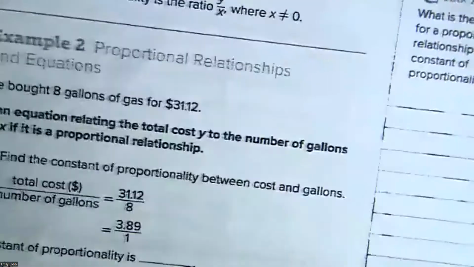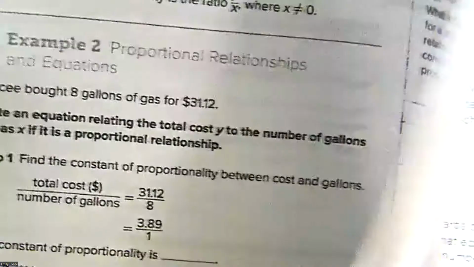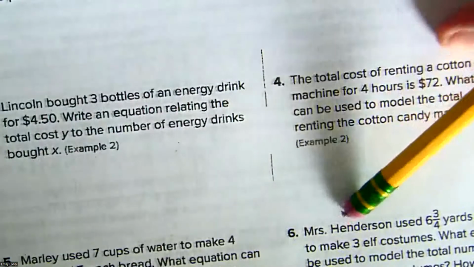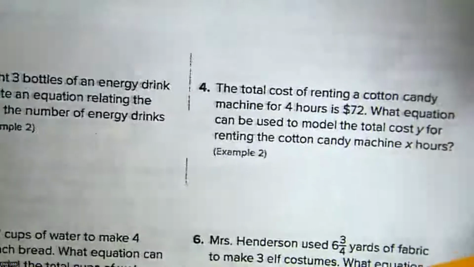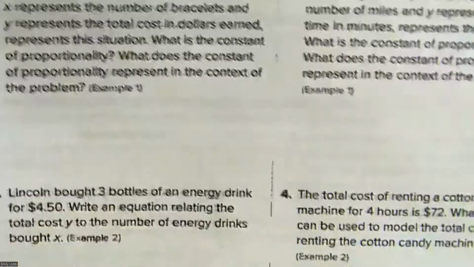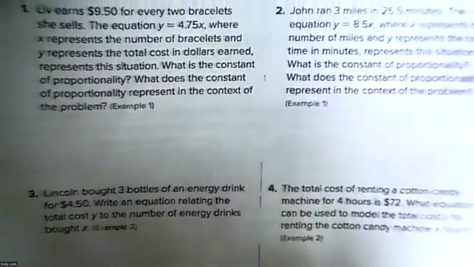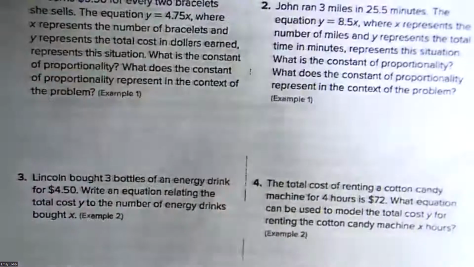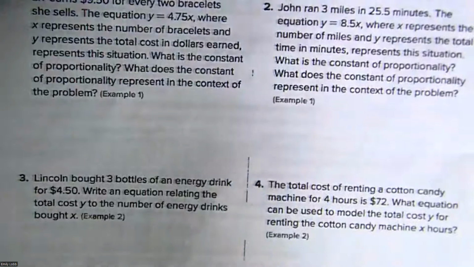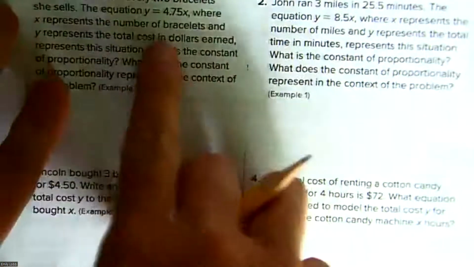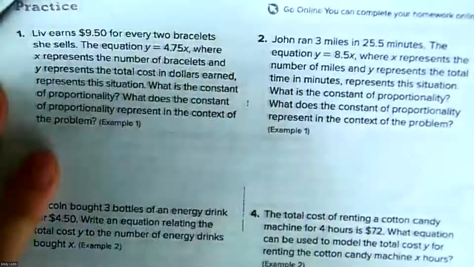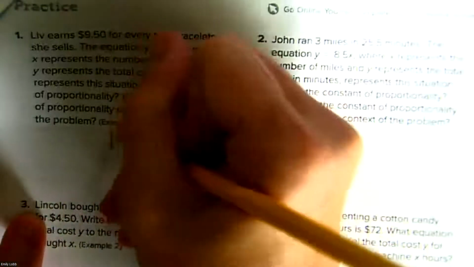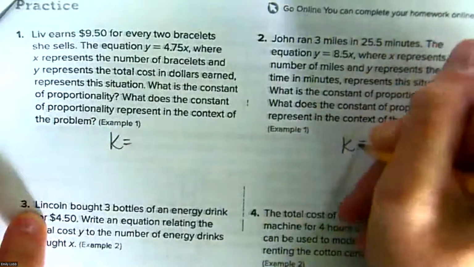All right, finally, I want you to jump ahead to page 47. Both of these, numbers 1 and 2, want to know what is the constant of proportionality and what does it mean? Well, what is k here?